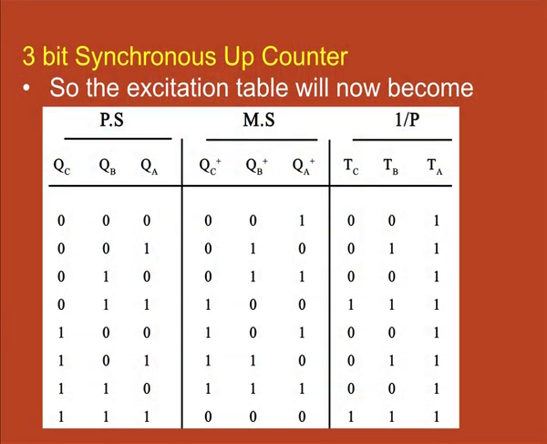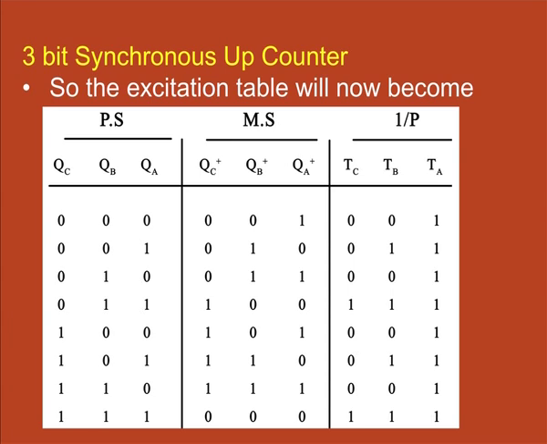Now, from the state diagram we can easily obtain the excitation table, which is shown here. Here we have broadly 3 columns, that is present state, next state and the input. Because we have to have a 3-bit counter, we need 3 flip flops, and for the 3 flip flops the outputs and the inputs must be coming from the 3 flip flops.